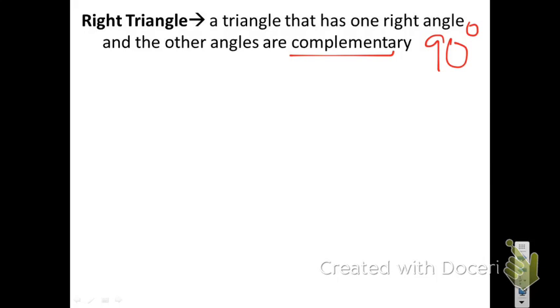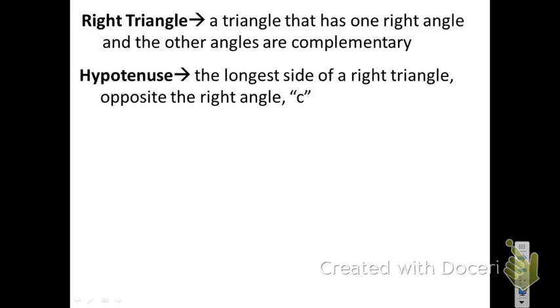Okay, so our next one on there is 25. Hypotenuse. The hypotenuse is the longest side of a right triangle, and it's also opposite the right angle. And we call it side C. I already wrote that. Good. Side C.